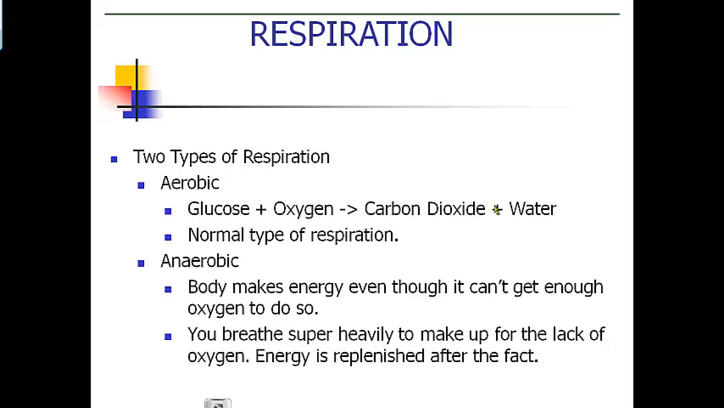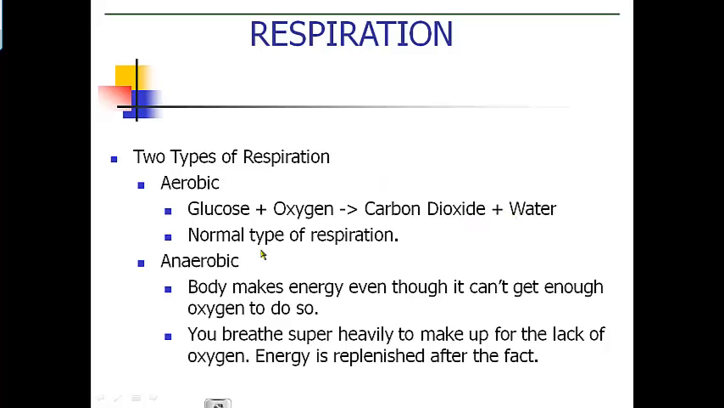Energy is not in the word equation, though, because energy is not matter. Okay, it's not made up of atoms. It's not something you can see or touch. It's a form of energy like light and heat. So it's not included in the equation, but your body does end up making it using glucose plus oxygen. You get energy, and then the waste products are carbon dioxide and water.